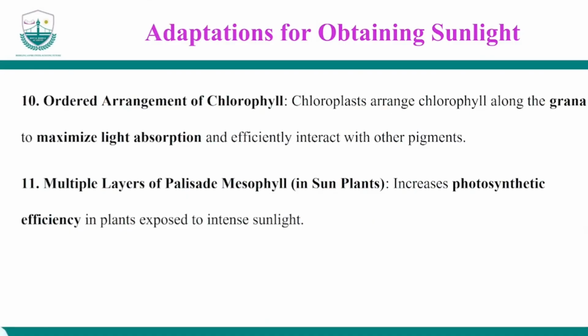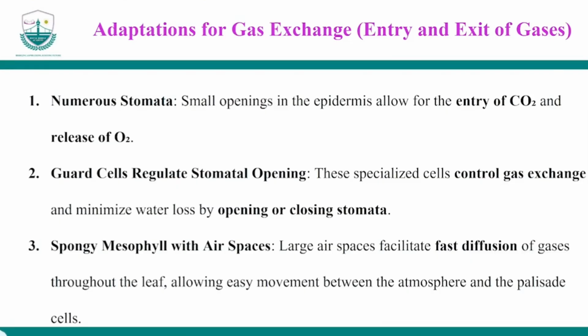Some plants actually have multiple layers of the palisade mesophyll, and that means that they have very many chloroplasts in the upper palisade mesophyll layers, and that is important in maximizing light absorption.